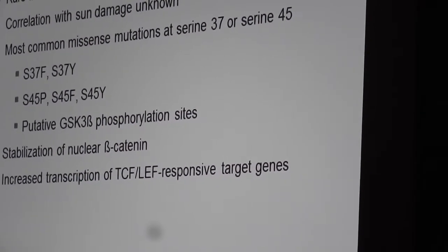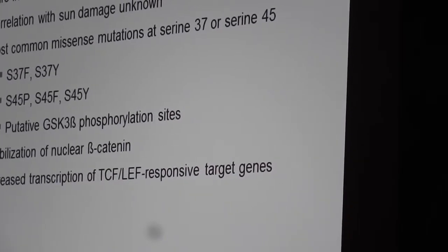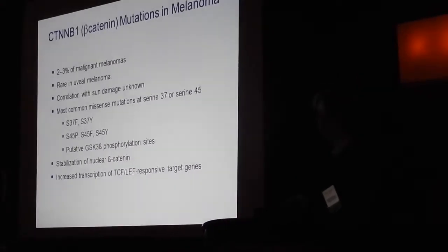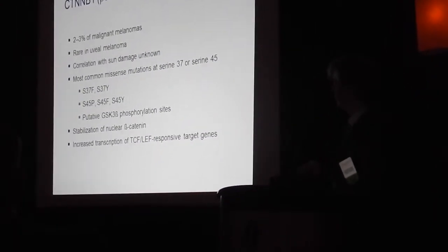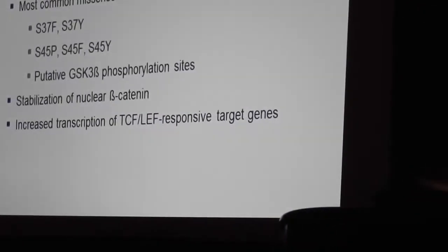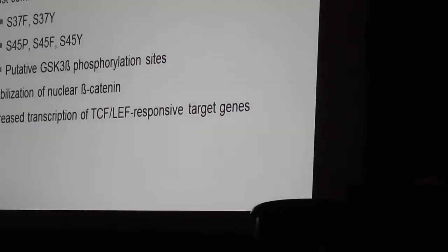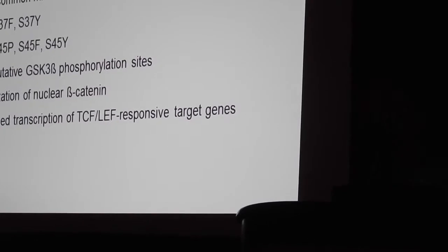So you predict that immunohistochemistry staining of melanoma with beta-catenin mutants would show nuclear staining. And when it's in the nucleus, it stimulates the transcription of TCF, LEF, those are the same molecule, responsive target genes. So it turns on transcription of downstream genes that promote cell growth.